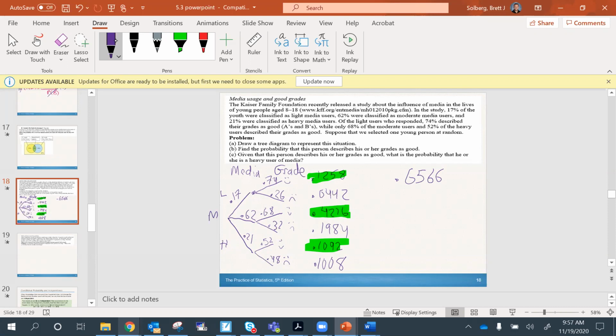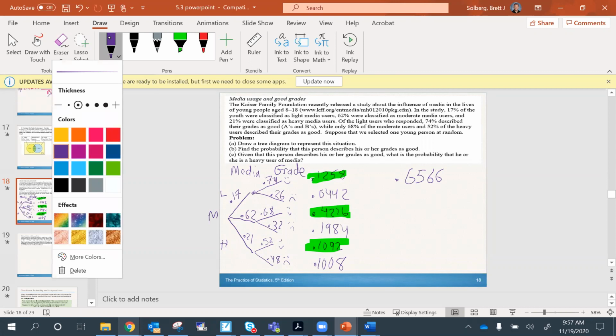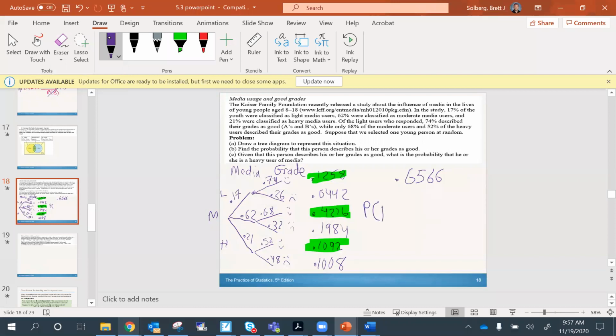All right, so now on part C, it says, given that this person describes his or her grades as good, what is the probability that he or she is a heavy user of media? So what we're asking here is the probability that they are a heavy user of media, given that they have good grades. So what I want to do is write this out in probability notation first. This is the probability that they're a heavy user given that they have good grades.